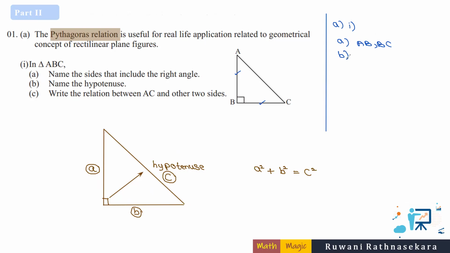And part B, you have to name the hypotenuse. Hypotenuse is the side opposite to the right angle, which is the longest side out of the three sides. Then when you relate these by using the Pythagorean relation, you add the squares of the two sides including the right angle. AB squared, BC squared are added, and the result becomes equal to the square of the hypotenuse.